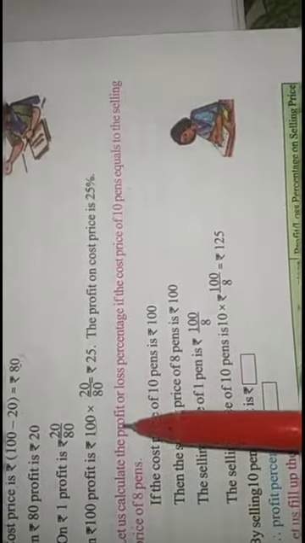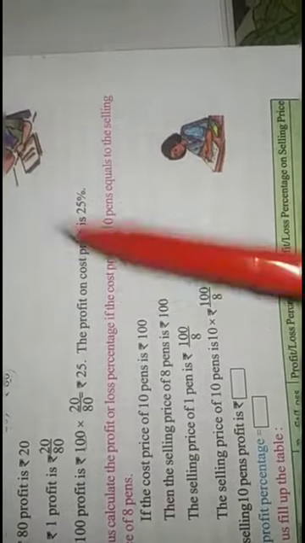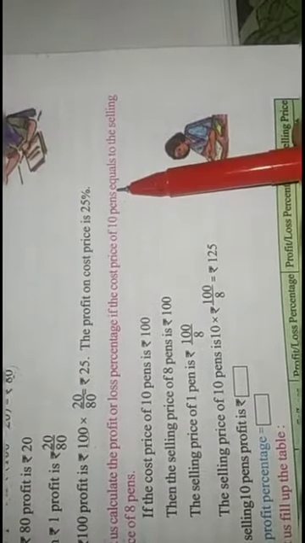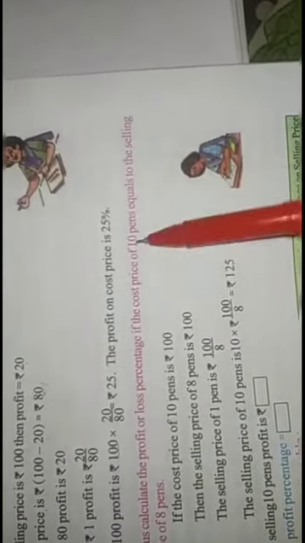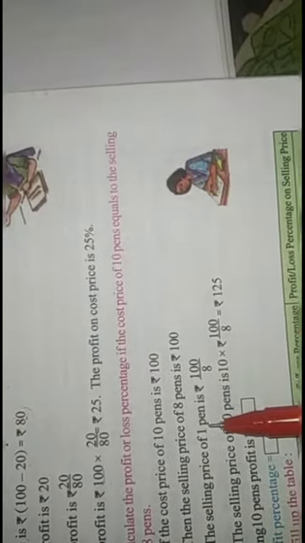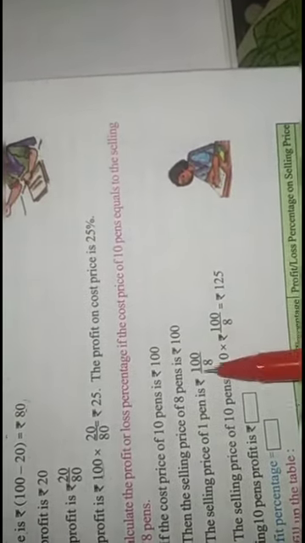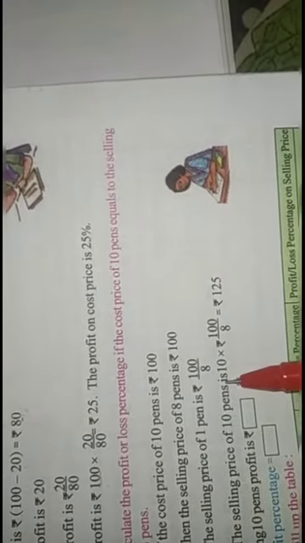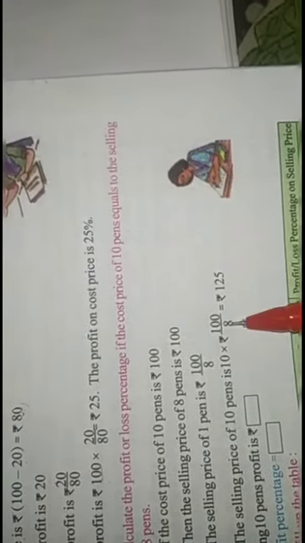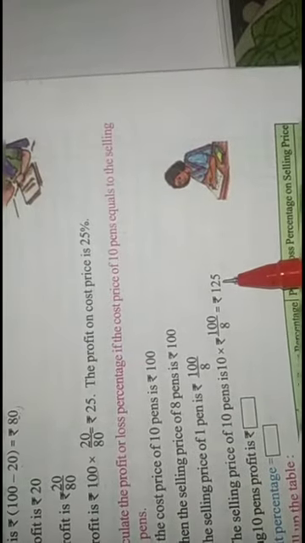We need to calculate the profit or loss if the cost price of 10 pens equals the selling price of 8 pens. Now let's assume that the cost price of 10 pens is 100 rupees and this 100 rupees is also the selling price of 8 pens. So selling price of 1 pen becomes 100 divided by 8. Understood? Now this selling price of 10 pens becomes 10 into this, that is 125.